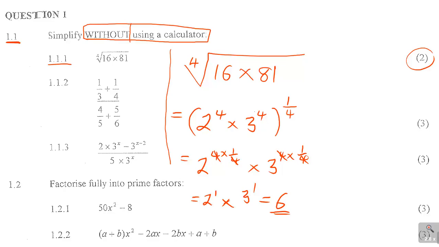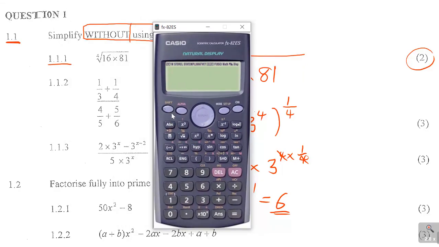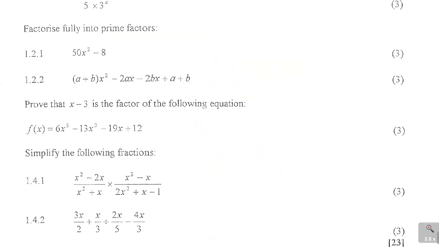As I say, it wasn't really something that is difficult. Now let us just test your answer. Test my answer with that. So it's shift, 4th root of 16 times 81. You definitely need to test this one just to see if you're getting the same answer. So there it is. And then let us look at something else.